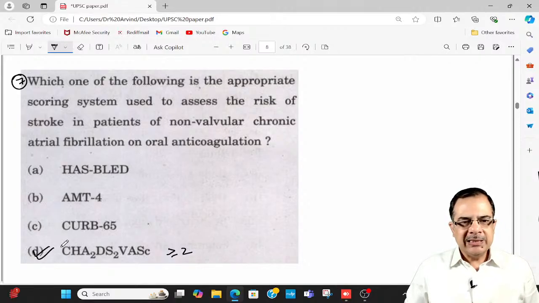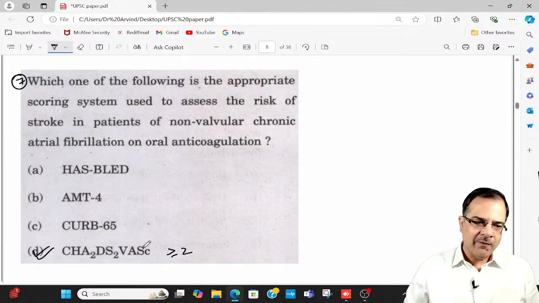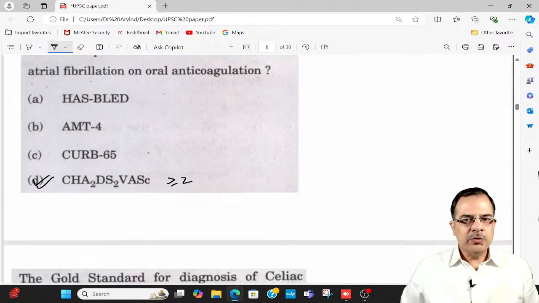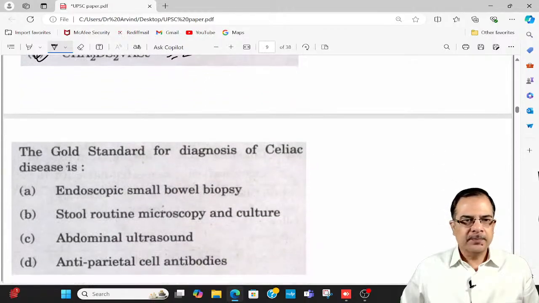CHA2DS2-VASc score means C stands for CHF, 1 point will be given. H is hypertension, 1 point. Age more than 75, 2 points. Diabetes 1 point. Stroke history or TIA is 2 points. Vascular disease 1. Age more than 65, 1, and female gender 1. So answer will be D option here. So more than or equal to 2 is high stroke risk.